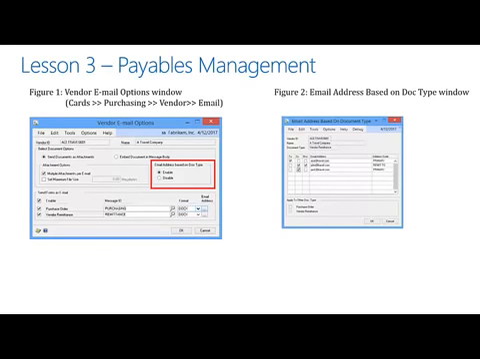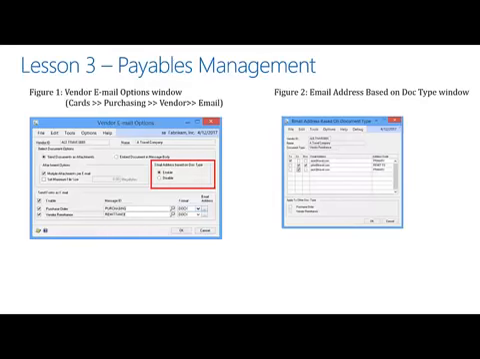Lesson 3, Email Address Based on Document Type Vendor. With the new functionality, when the Enable radio button under Email Address Based on Document Type is active in the Vendor Email Options window in Figure 1, the user can assign specific and/or multiple email addresses to each document type. The document types are Purchase Order and Vendor Remittance.